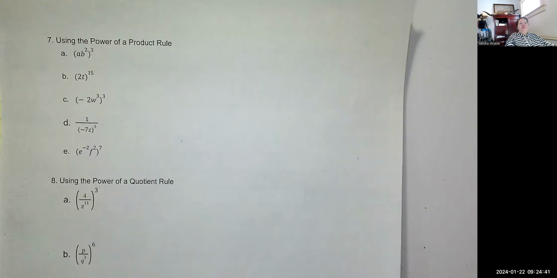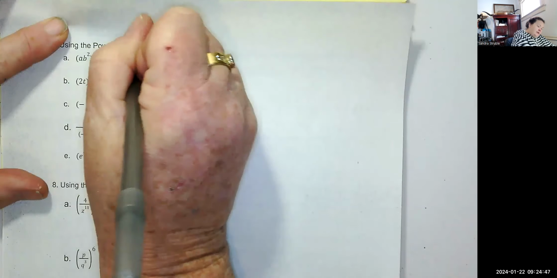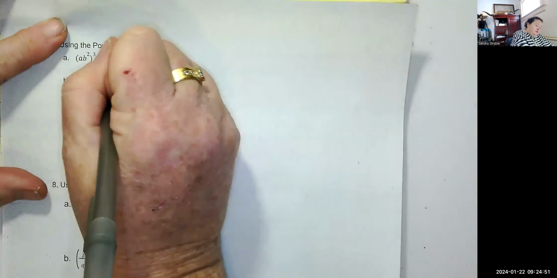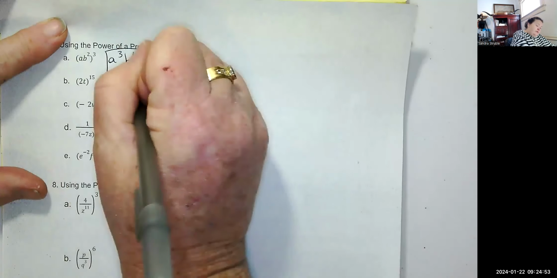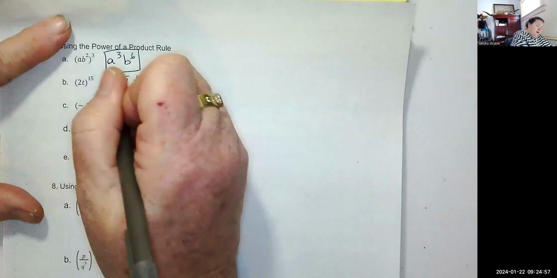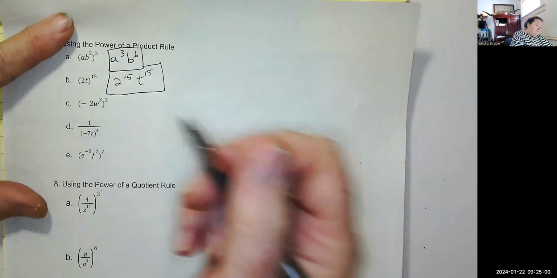Using the power of a product rule, ab squared cubed. So we've got a cubed, b to the 6th, 2t to the 15th. So that's 2 to the 15th, t to the 15th. You calculate that 2 to the 15th out. I really don't feel like it because it's a lot.